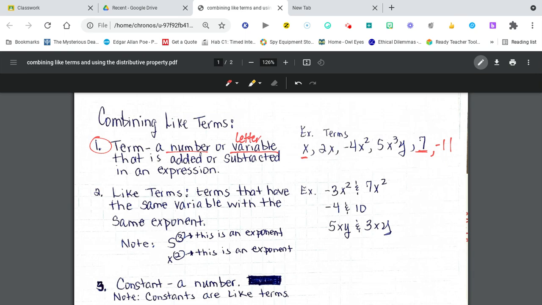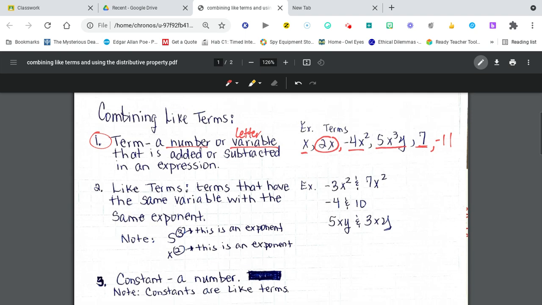And I didn't put this, but it can also be a combination of variables and numbers put together where it's multiplication. So like right here, that's a term because it's a combination smushed together. 2x, negative 4x squared, they can have exponents on them. That's a term. 5x cubed y, that's a term. So it could be a number or a variable or a combination of numbers and variables mashed together. And it says they're added or subtracted in an expression. So terms are going to be separated by plus or minus signs.